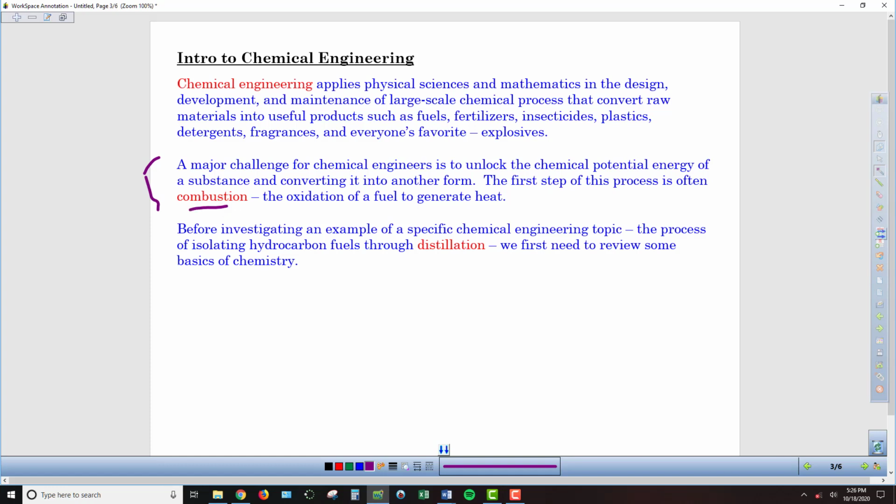So it's the reaction of a fuel with oxygen to generate heat, which then can be trapped and used to perform some sort of service or operation or drive some sort of mechanical outcome. Now, one specific type of process called distillation, which occurs at an oil refinery, is the separating of various hydrocarbon fuels from a crude oil mixture. Before we get to that, we have to first review some of our basic chemistry and expand on that knowledge.